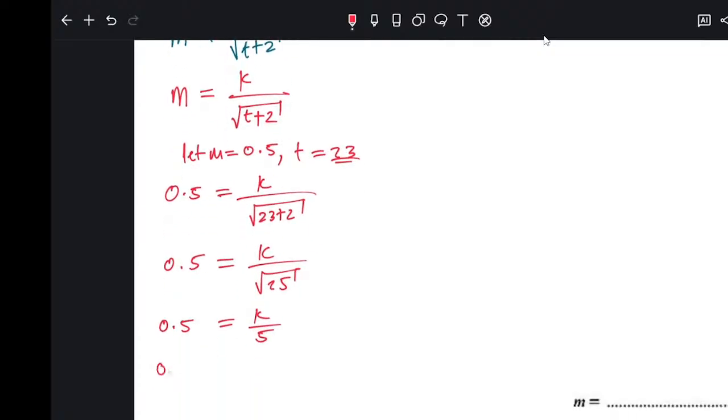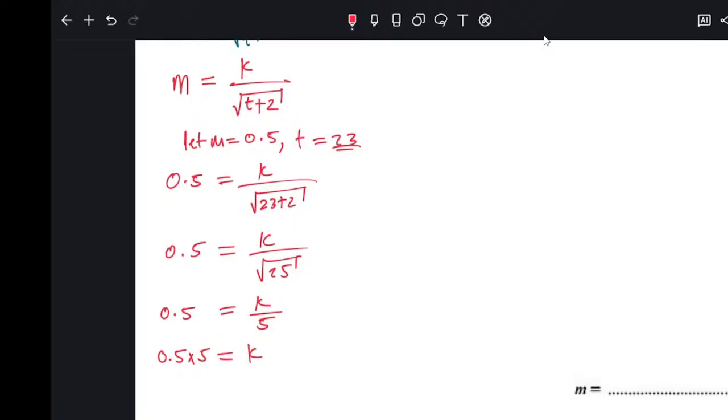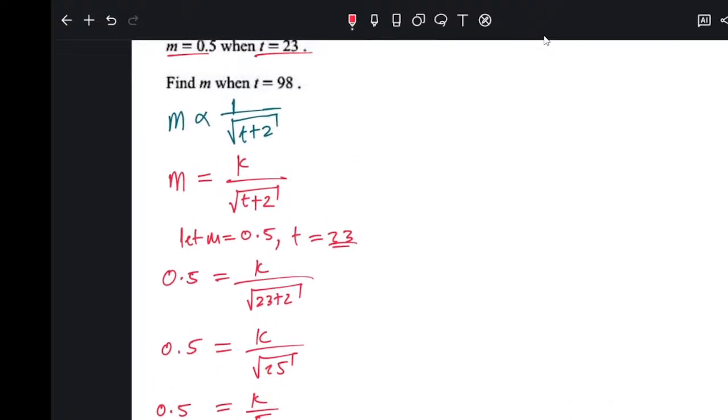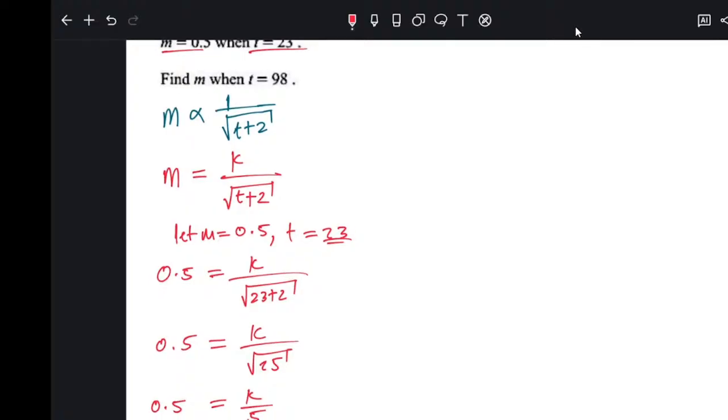You take 0.5 times 5 is equal to k, because 5 goes to the other side. It will now multiply. To get k, you get 2.5 equal to k. So my k is 2.5. Well done. You now come and replace in this equation. So you now write m is equal to, instead of k, you put 2.5 divided by the square root of t plus 2. Are we together?